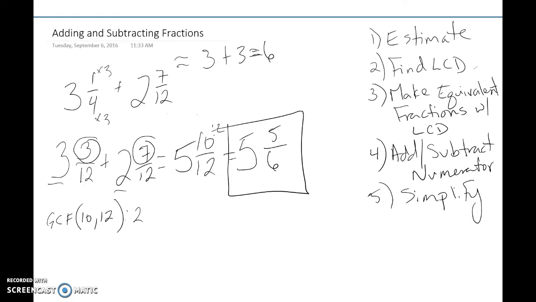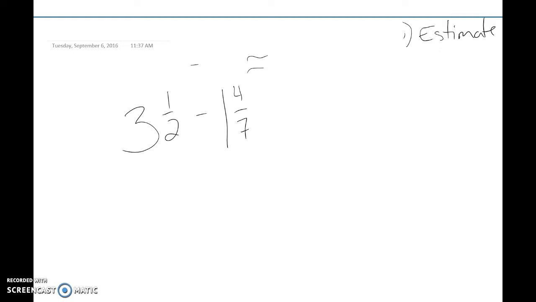Now let's do subtracting mixed numbers. Okay, we're going to subtract. This time I'm going to go 3 1/2 minus 1 4/7. Okay? Subtract. So, same steps. Estimate. This is 3 1/2 minus 1 1/2. So my estimate is about 2, right? 2.